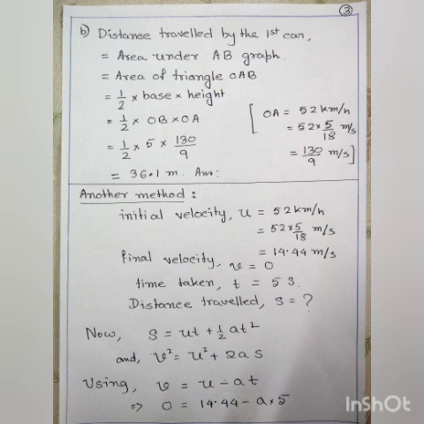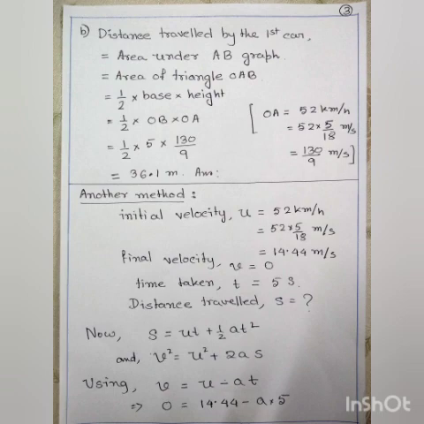Now if we want to use the third equation of motion, that is v square equals u square plus 2as, see then also we know the final velocity and initial velocity, but then also we don't know the acceleration. So whatever equation we want to use, we have to first derive the value of acceleration a. So first we have to calculate the acceleration of the car. Means here it is retardation or negative acceleration.